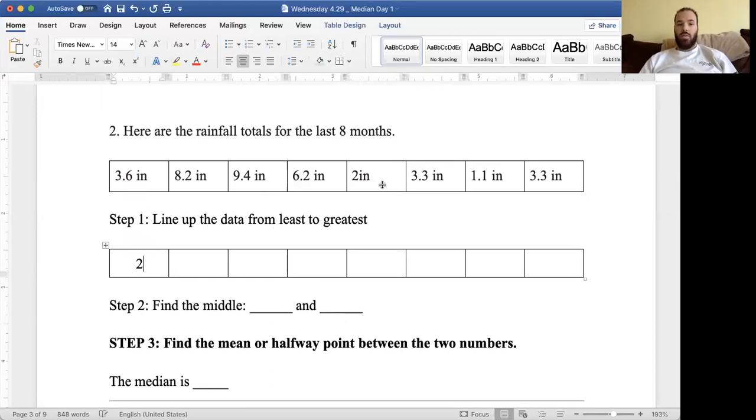The smallest number is 2. After 2, the next smallest... 2 is not the smallest. The smallest is 1.1. After 1.1, the next smallest is 2. After 2, the next smallest is 3.3. I have 2 3.3s, so I have to put it in twice. The next smallest is 3.6. The next smallest is, what do I have left? 6.2. After that, it's 8.2.